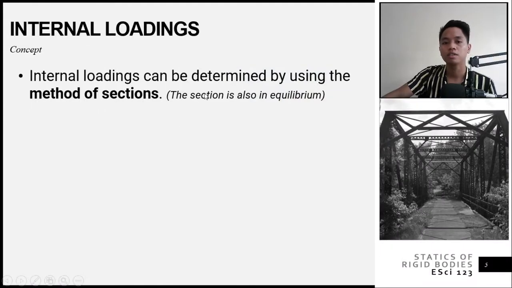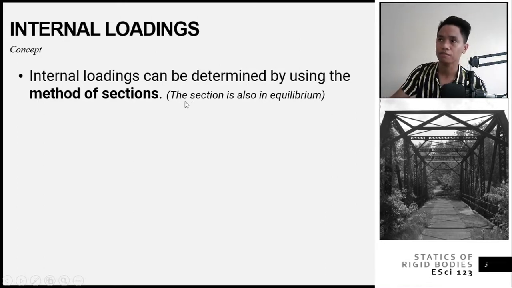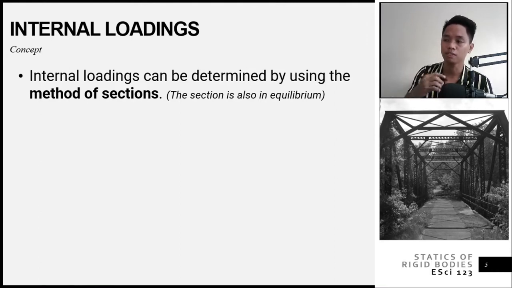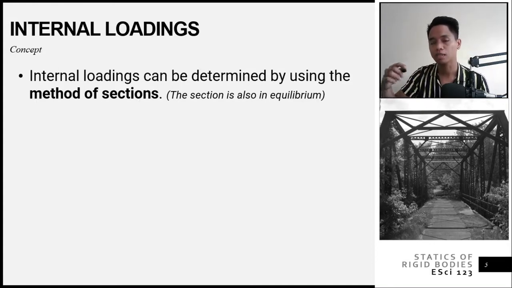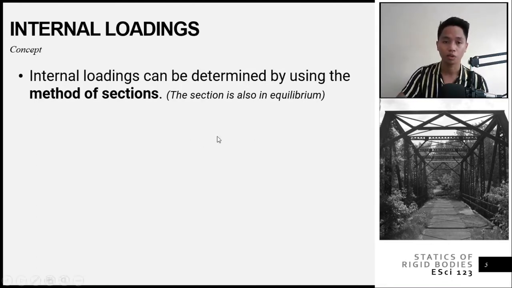Now, internal loadings can be determined by using the method of sections. The concept of the method of sections is that if a body or a structure is in equilibrium, meaning it is stable, okay? If a certain body is in equilibrium, the section also must be in equilibrium. Wherever you cut your structure, all the sections you choose should always be in equilibrium.